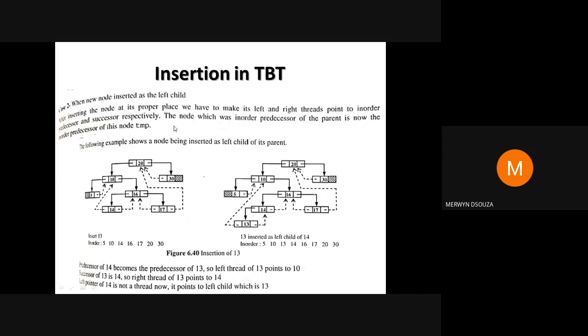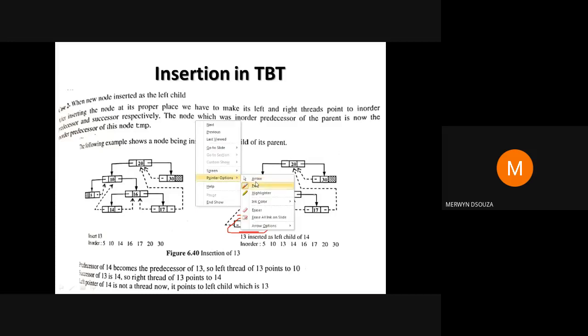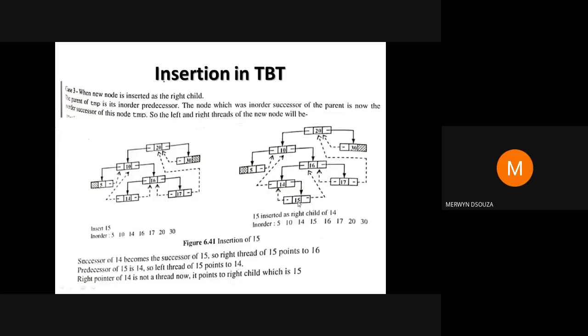Or if you are doing a binary search tree, we have already learned how to construct a binary search tree. If you look closely at this example, actually this is a binary search tree. So they have inserted 13 as the left child of 14, because when you construct a binary search tree, 13 would have come in this place. Similarly, on the next slide, 15 would have come on the right side, because this is a binary search tree. So you have to read your question carefully and decide how and where you are going to insert.